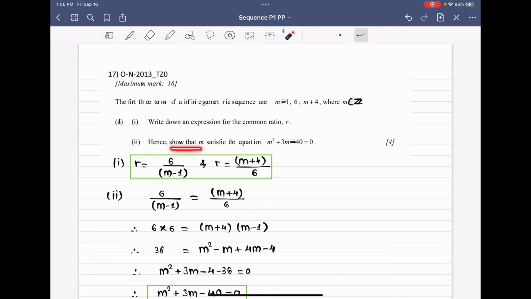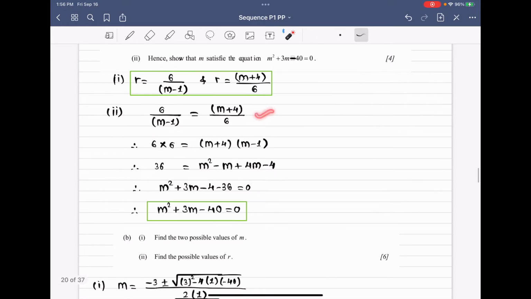Hence show that m satisfies the equation m squared plus 3m minus 40 is equal to 0. You can see the ratios are same. So that means 6 over m minus 1 should be equal to m plus 4 over 6. I'm equating them. As middle sign is equal to, definitely we are supposed to do the cross multiplication. 6 times 6 is 36. m plus 4 times m minus 1 is this.